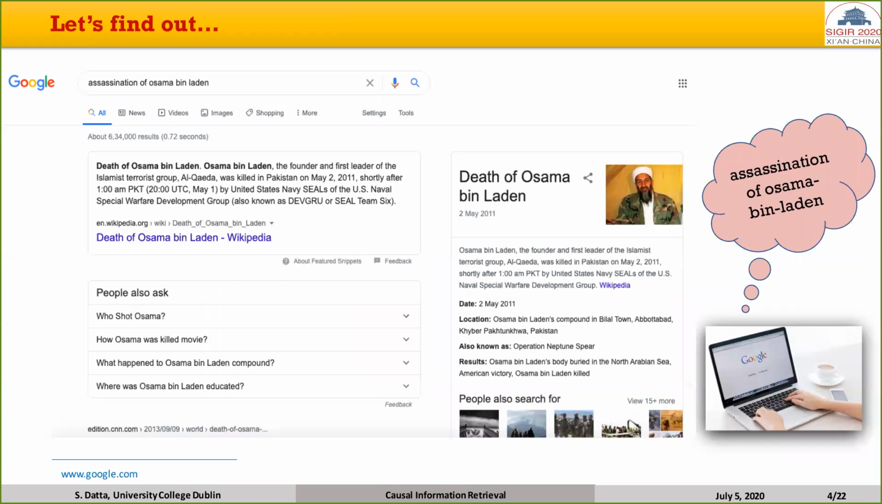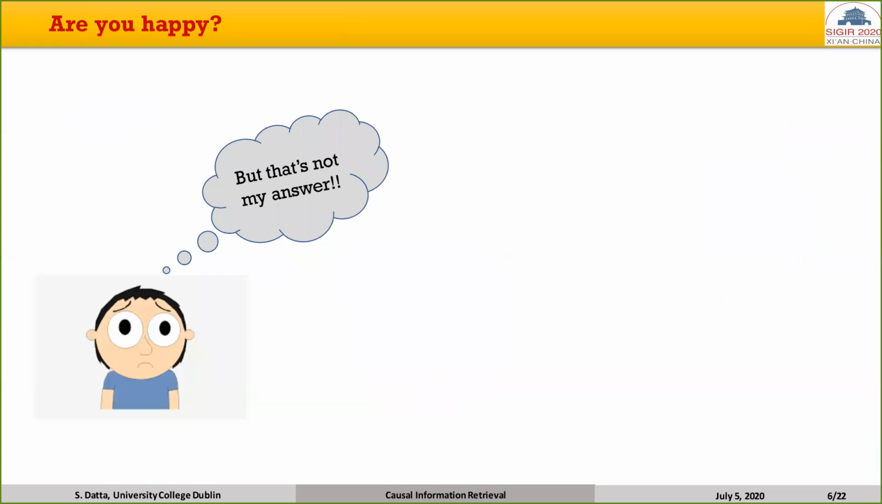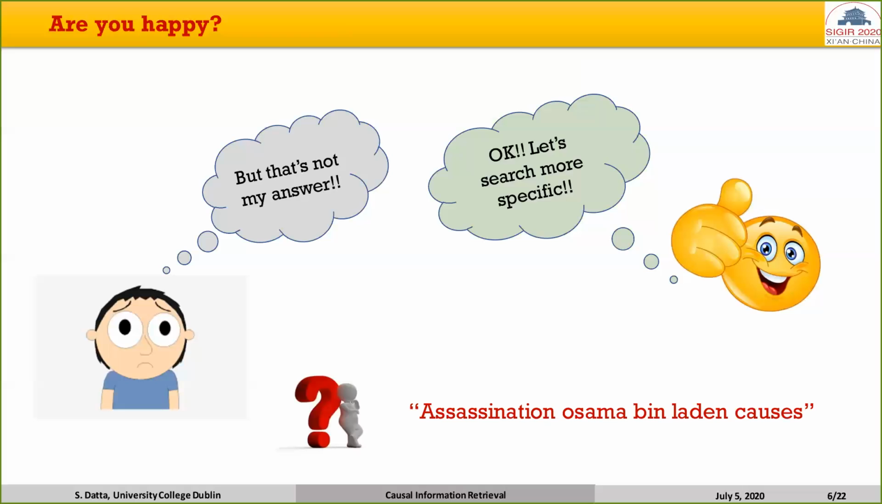So the first document that Google shows is talking about the death of Osama bin Laden, and it's a Wikipedia page. This is certainly not the answer to our question, right? So let's see ahead. The rest of the following documents retrieved by Google are also talking about the death of Osama. So none of the documents is actually meeting our query. So let's do one thing. Let's search more specifically and change the query to assassination Osama bin Laden causes.